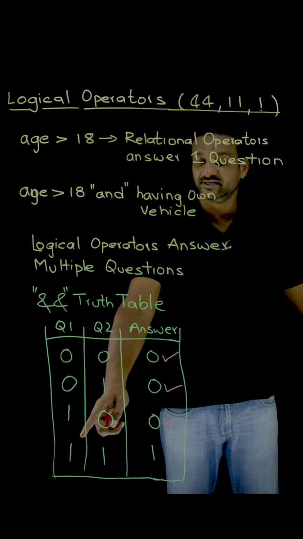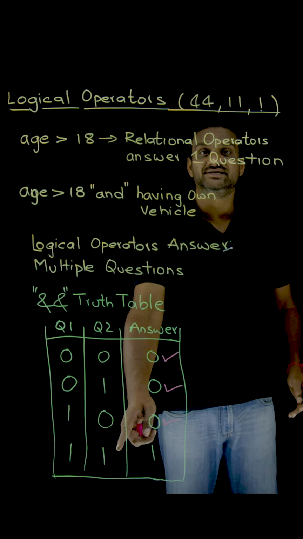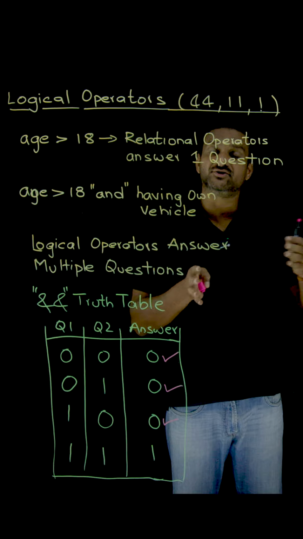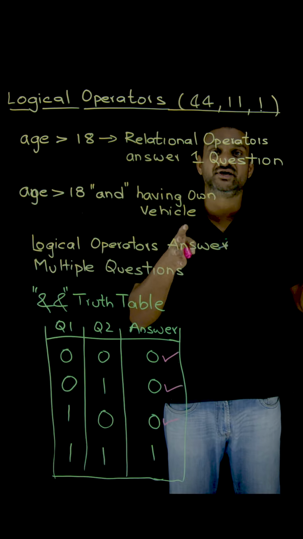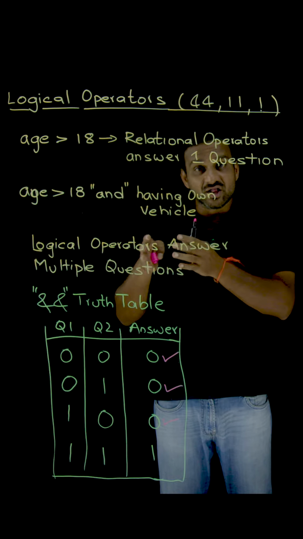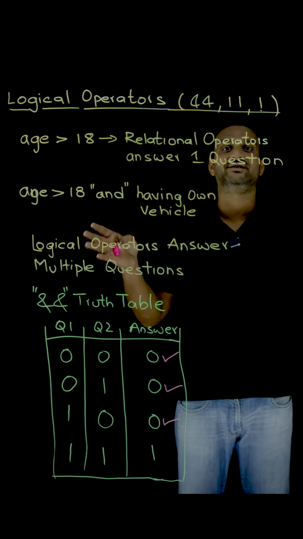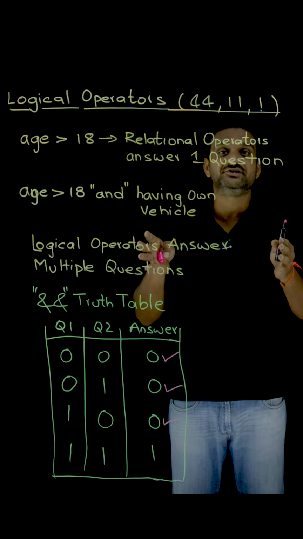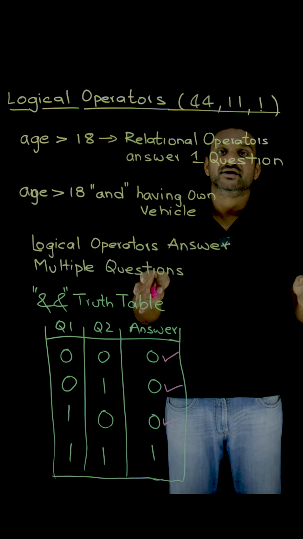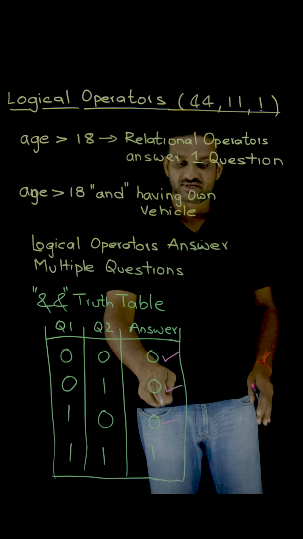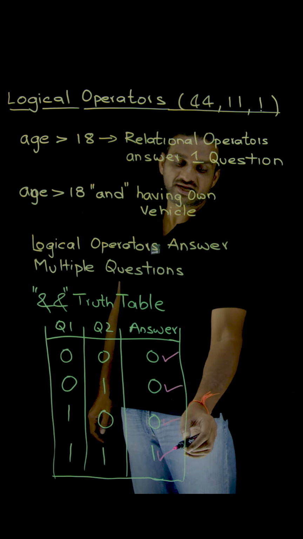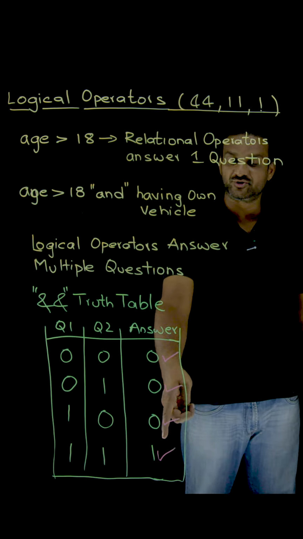So what is that condition? Here we have only 2 questions, but we may have multiple questions with a logical AND operation in between all of them. In such a case also, if all the questions produce an outcome of 1, if all the answers for the questions that we have produce an outcome of 1, then we are going to get an answer of 1. The answer for that logical AND expression is going to be 1.